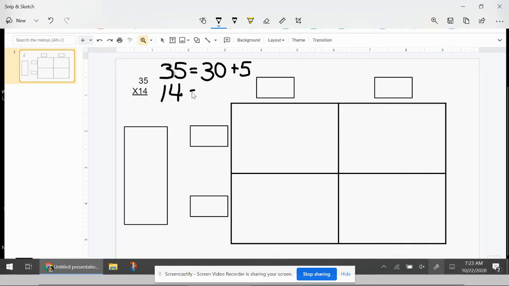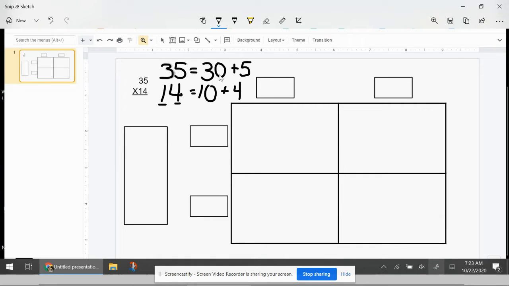And then we have 14. So basically, we're looking at, well, what does each number represent? The 1 is going to represent 10. And the 4 in the 1's place is going to equal 4. So then we're going to use those expanded forms in our generic rectangles.